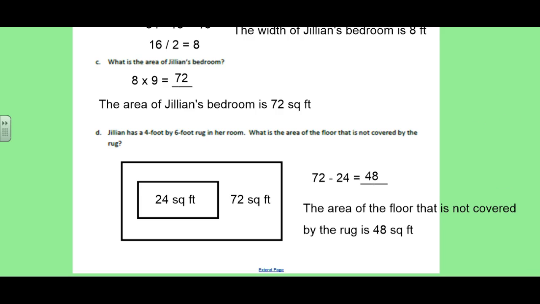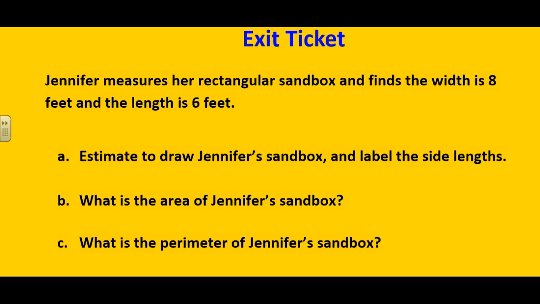square feet. Now you're ready for the exit ticket, which is going to be kind of just like what we did in the problem set. You've got a question or a problem, and you've got 3 different parts that you have to solve with it. So make sure you answer all parts of the exit ticket, and whenever you have that done, you can bring it to me so I can check it.